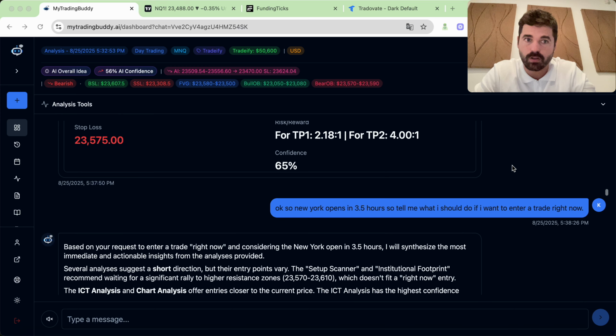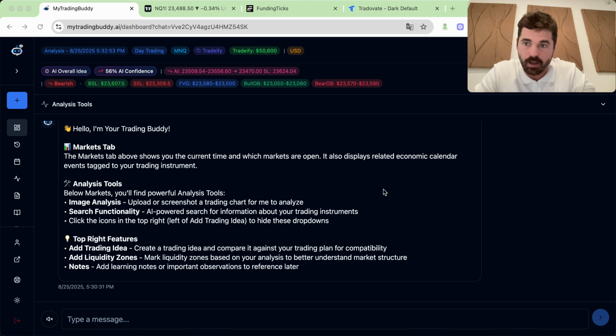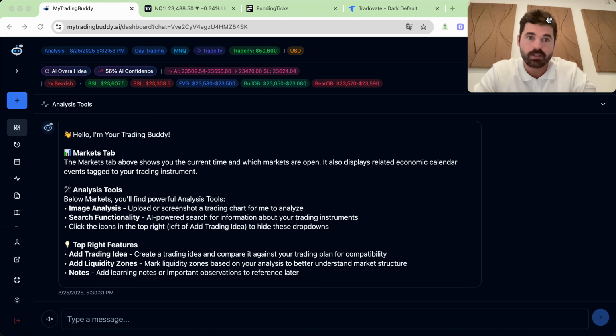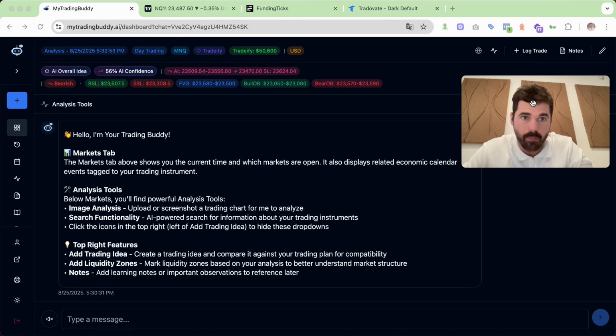And so when you first create a chat, you're going to see this basic info message just letting you know how to use the app. So you have a markets tab, and within markets tab you can just quickly see what active markets there are, any economic events that you have tagged. I'm only tracking US related economic events.